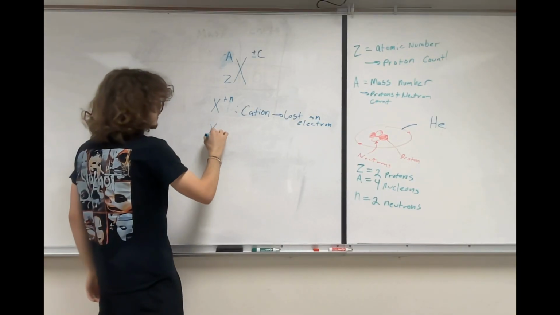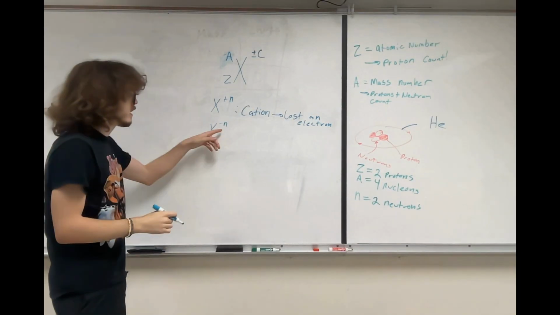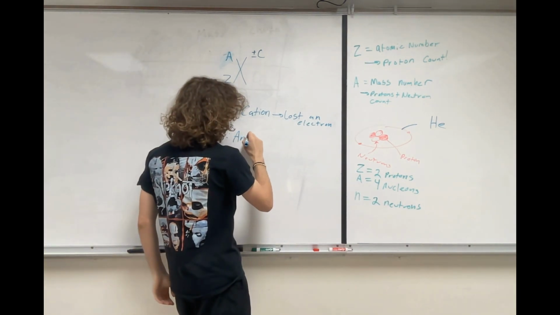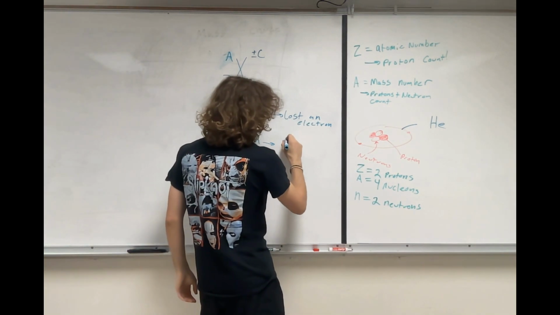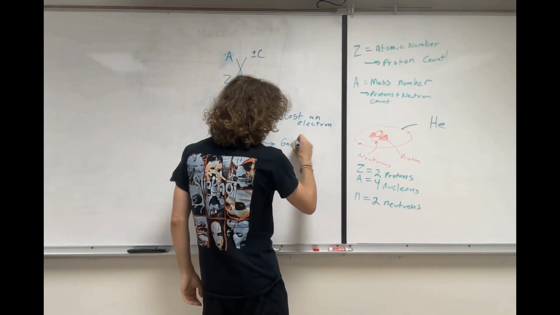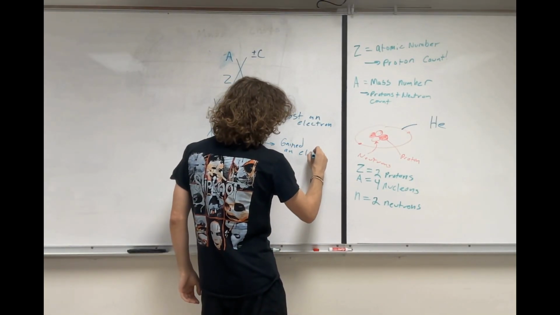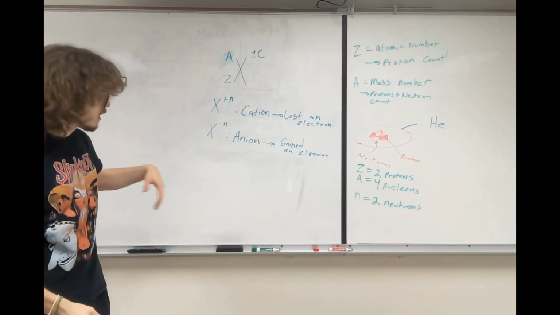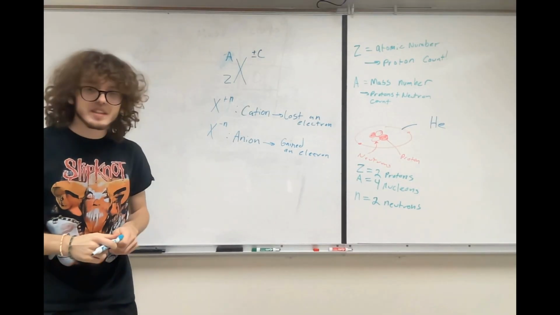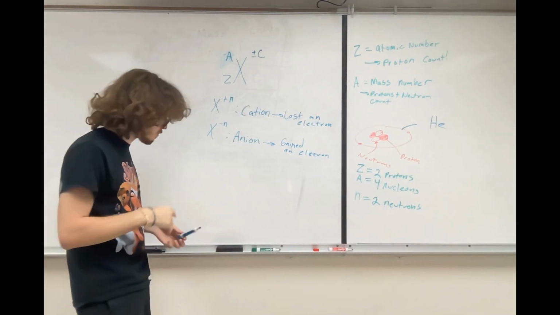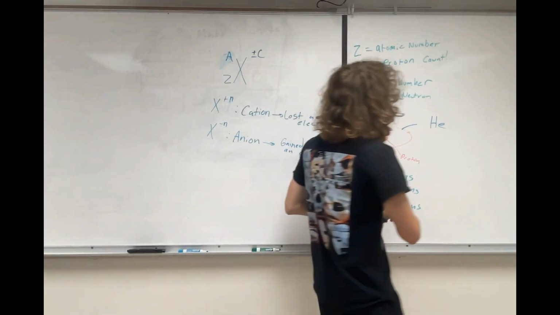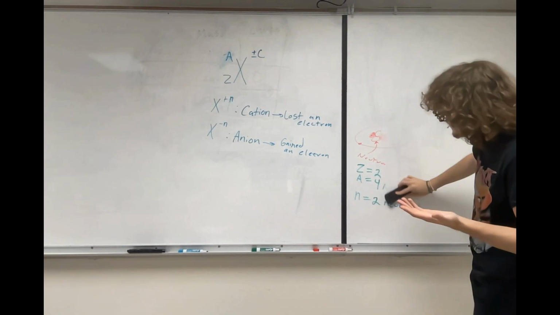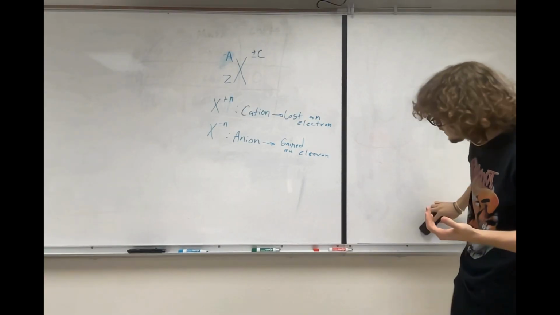Okay, but if I have X to the -N, so the sign is switched, well, this is an anion, and it gained an electron. Or 2, or 3, or 4, however much N is. Let's go through an example just to see the difference, because I feel like that is the most fundamental thing to understand: what does charge actually mean?